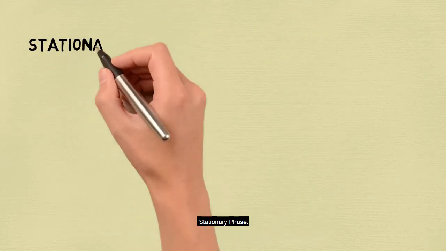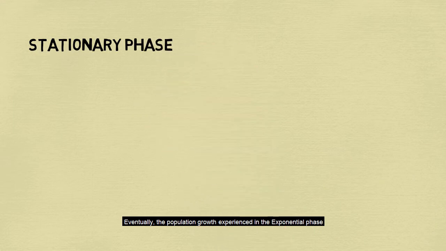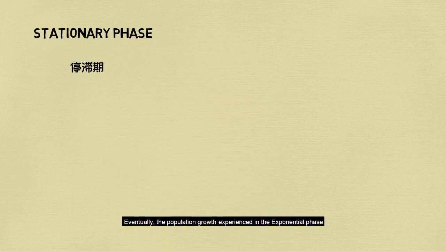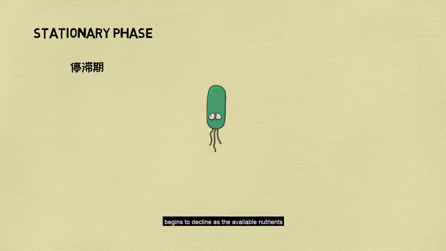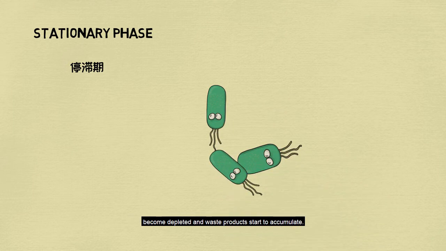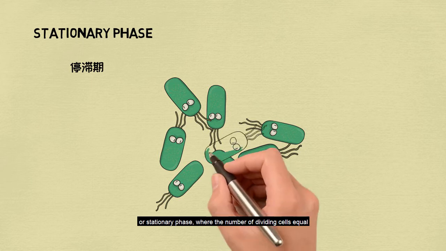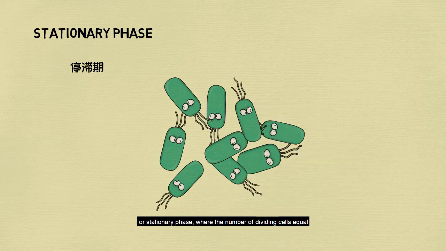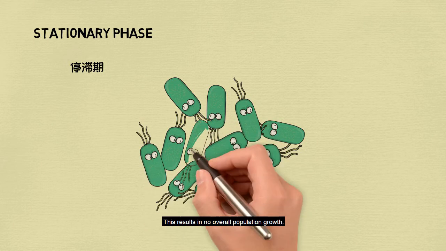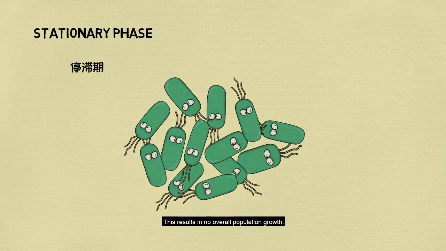Stationary phase. Eventually, the population growth experienced in the exponential phase begins to decline as the available nutrients become depleted and waste products start to accumulate. Bacterial cell growth reaches a plateau, or stationary phase, where the number of dividing cells equals the number of dying cells. This results in no overall population growth.